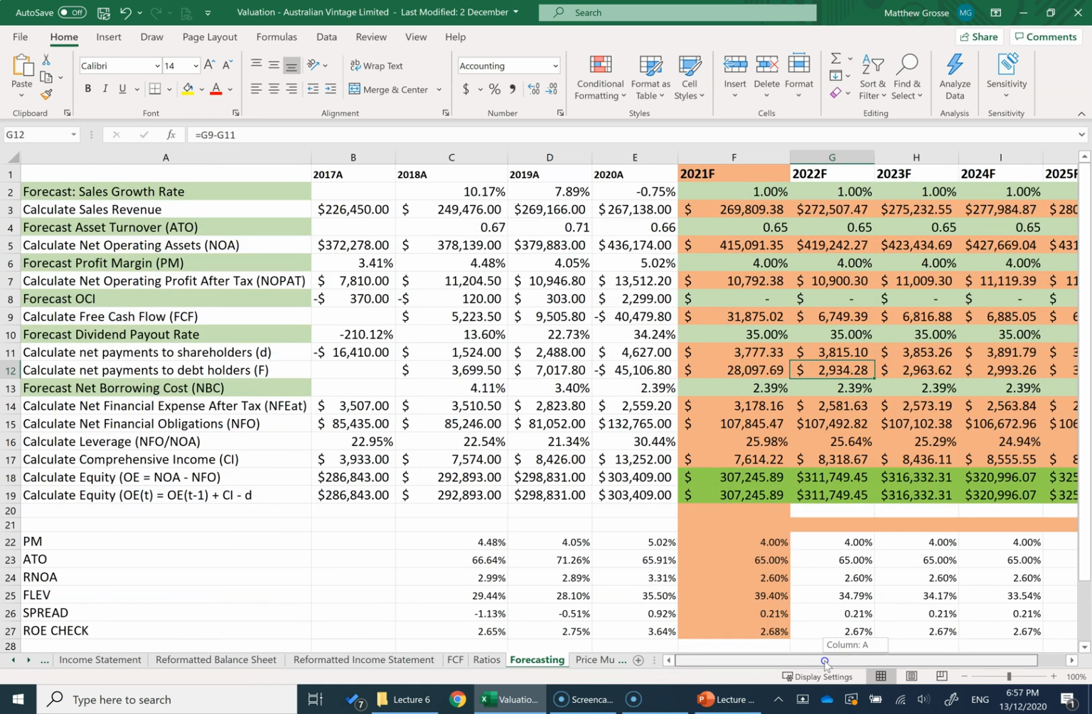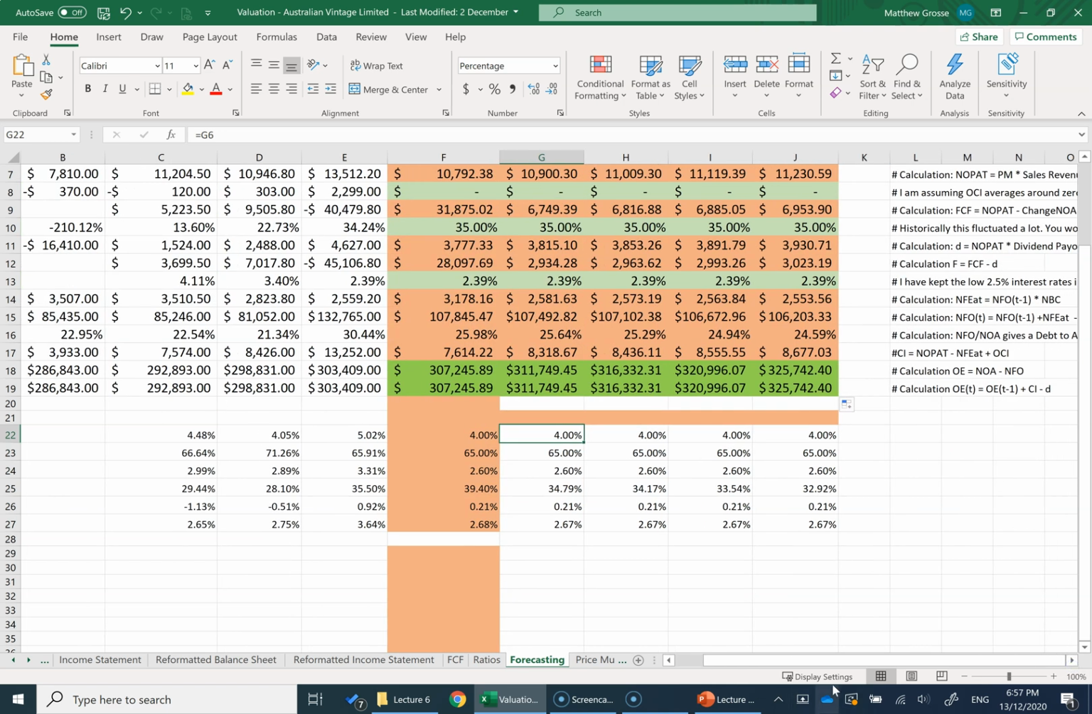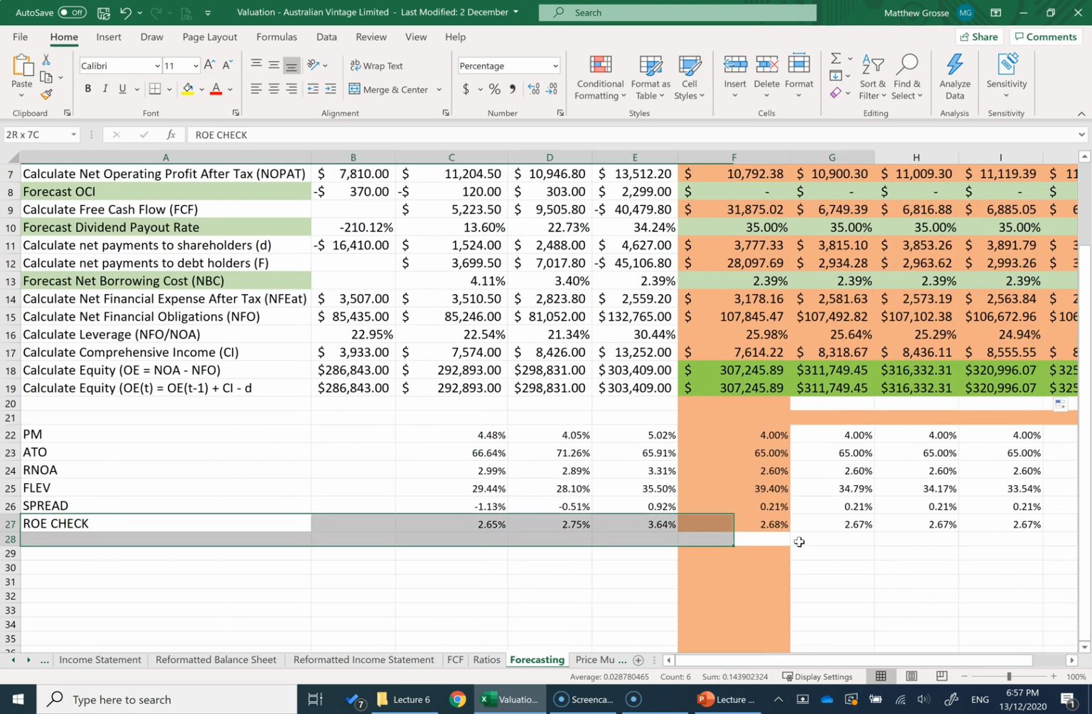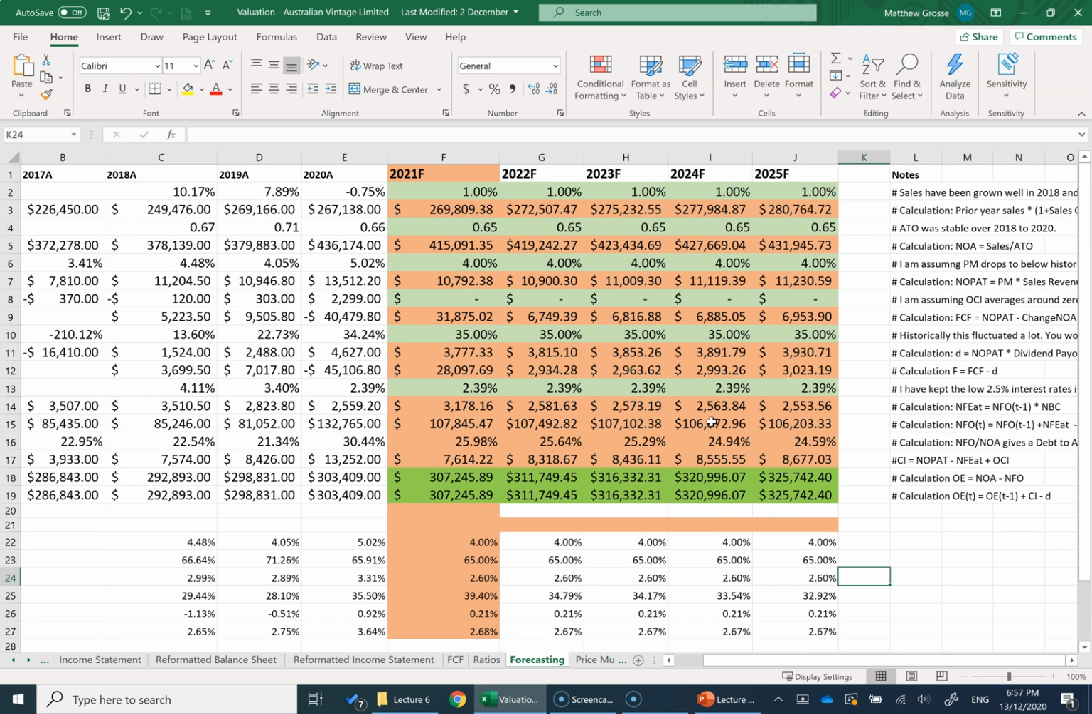And just to make sure my forecasting assumptions seem sensible, I've also calculated what my forecast ratios are likely to be compared to the history, including what my return on equity forecast would look like. It's a bit of a sensibility check to make sure the assumptions I'm making would potentially be logical and something that may actually occur in the future.